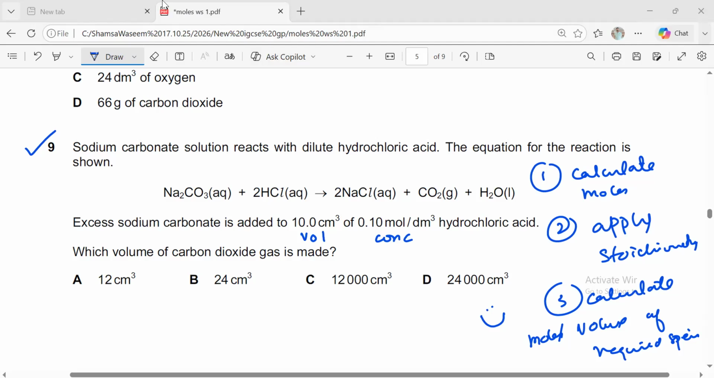Okay girls, when you calculate volume, they have asked for it in centimeter cube. So in the end, you will multiply that volume in decimeter cube by 1000. Make sure when you calculate moles of hydrochloric acid, do not forget to divide it by 1000 to convert this into decimeter cube, right?